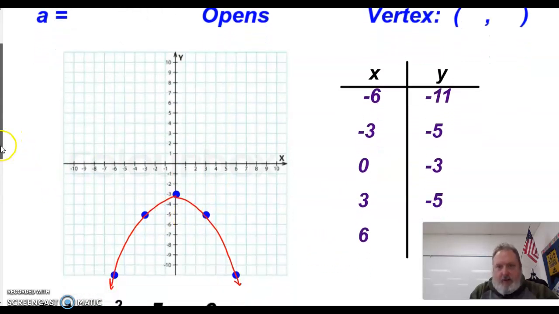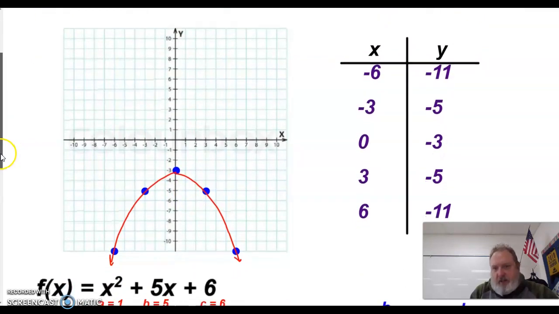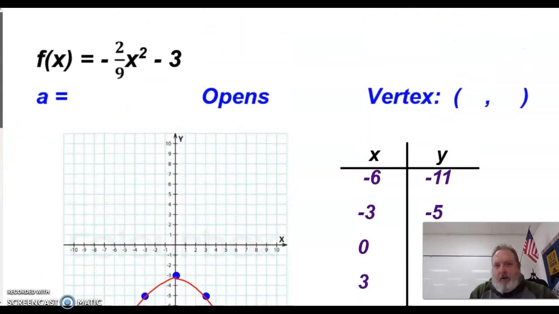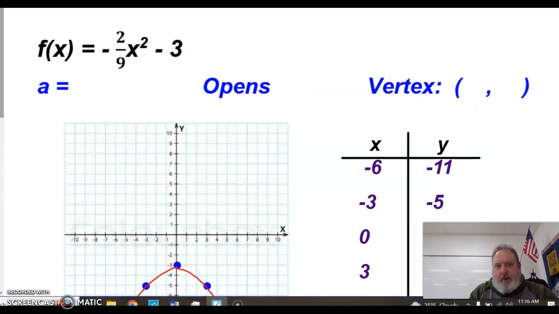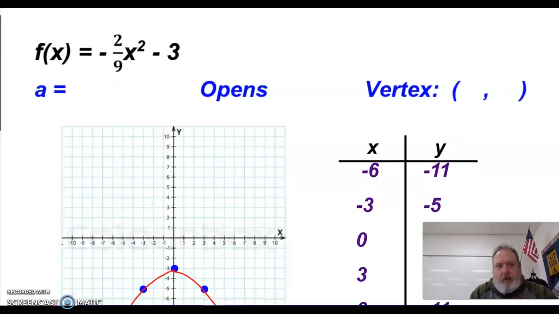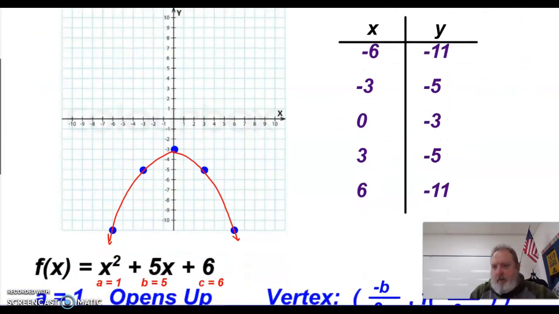And then if I scroll down here a little bit, 6, negative 11, and negative 6, negative 11. So it gives us a pretty good scale of what is going on and what's happening right from this equation. So again, the a value tells you whether it opens up or down. Vertex of this one, (0, -3). And there's our points on the graph.